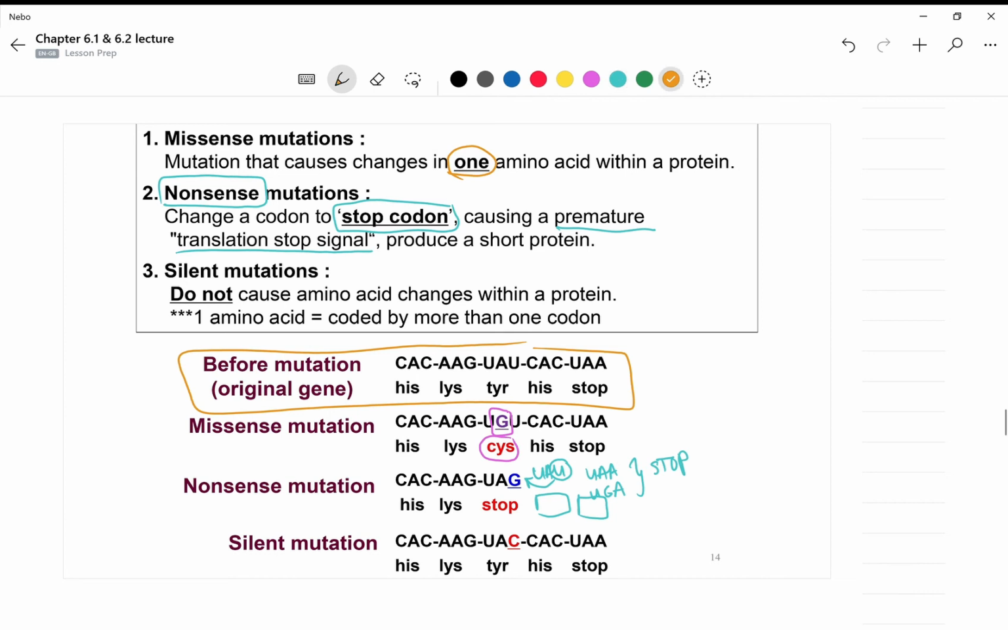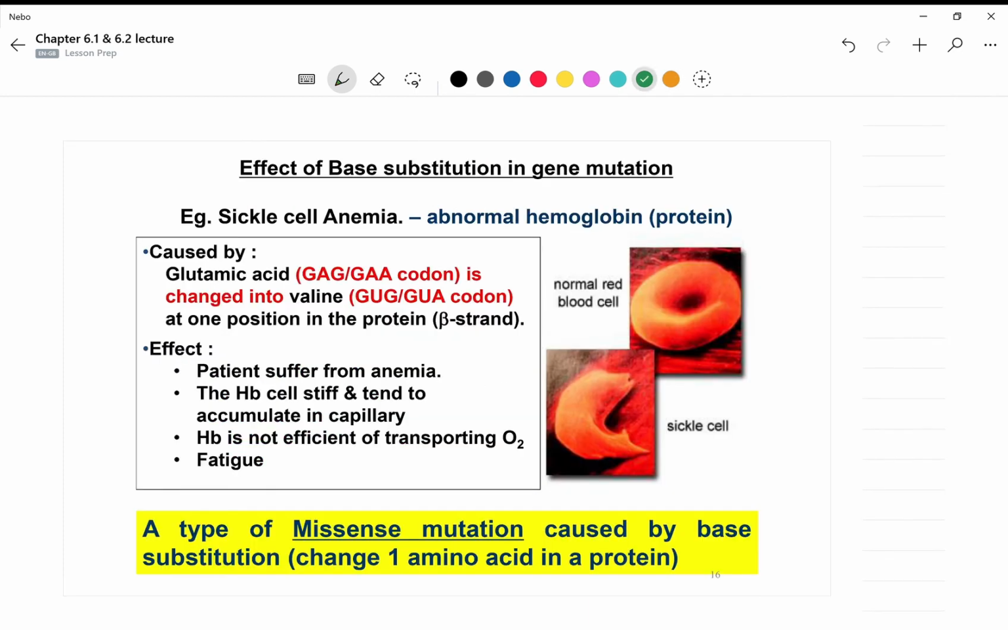And finally, we have a silent mutation. So silent mutation, it does not cause amino acid change within a protein. So kenapa boleh berlaku seperti ini? Because one amino acid boleh dihasilkan oleh beberapa codon, bukan satu sahaja. So contohnya seperti ini, kita ada mutation di codon ketiga, sepatutnya kita ada UAU, tetapi kita sudah substitute menjadi UAC, tetapi amino asidnya masih yang sama jenis. So sebab itu kita panggil dia silent, sebab macam tiada apa-apa yang berlaku.